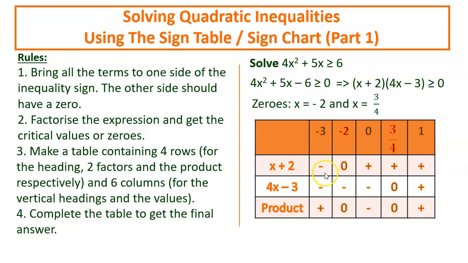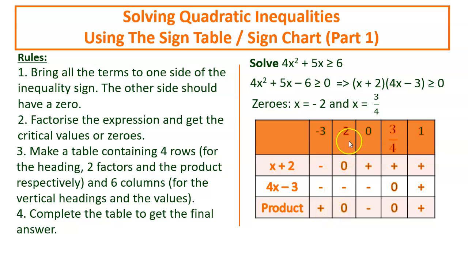It is a negative number. If we take this expression 4x minus 3, 4 times minus 3 is minus 12, minus 3 is minus 15, again a negative number. And we are multiplying these two to get a product which should be a positive number or equal to 0. That is our requirement. So let us see what product we get when we multiply two negative numbers. It is a positive product.